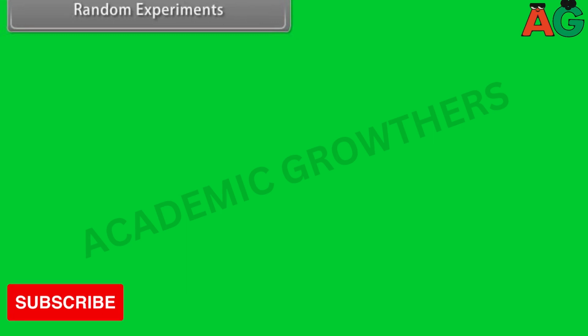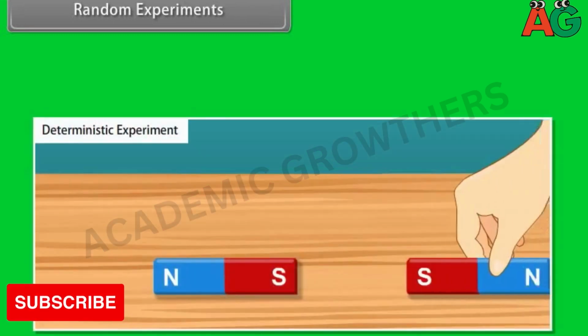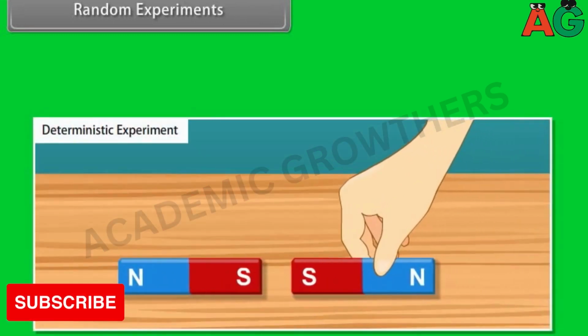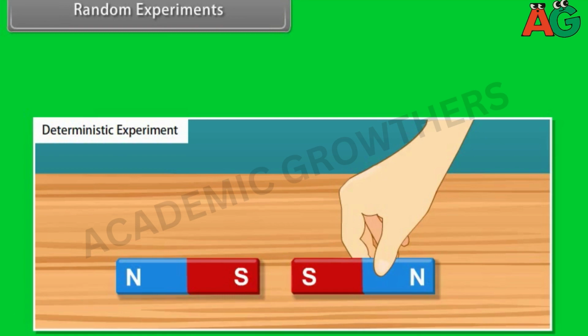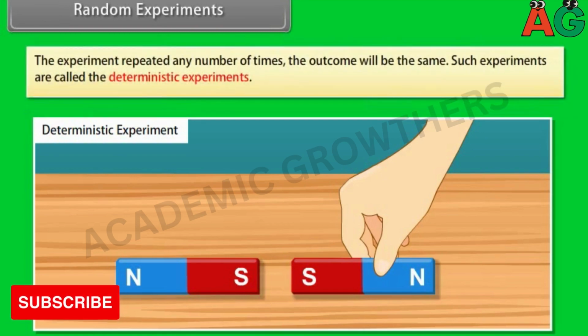Random experiments. In our day-to-day life, we perform experiments like bringing 2 like poles of magnets near to each other. We know that the above experiment may be repeated any number of times, and the outcome will be the same. Such experiments are called deterministic experiments.